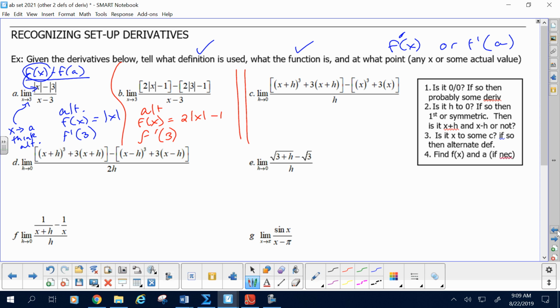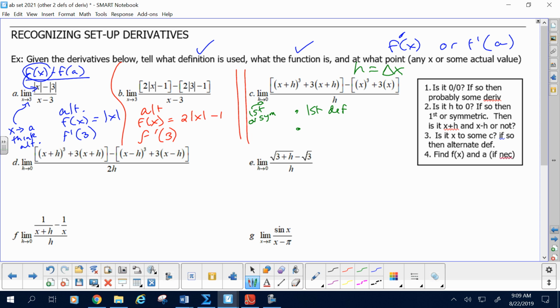Now, H is used in a lot of textbooks as a stand-in for delta x. It's all over the place. It means the same thing. So when you think H, think delta x. So that right away tells me, okay, it's H, or the gap, approaching 0. So this tells me it's either first definition or symmetric. And then what in here tells me it's not symmetric? Yeah, there's not a 2h here. This is an x minus h here. So it must be the first definition, yeah?